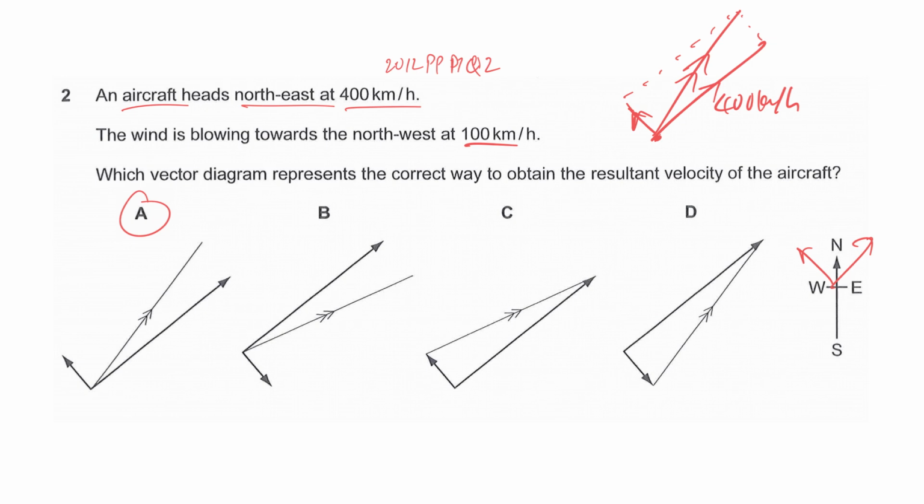Likewise, B, straight away you know is wrong because the wind direction is wrong. It should be in this way. And like I said, you have these two velocities here. The resultant will be somewhere around here. And likewise, D, the wind direction is wrong.